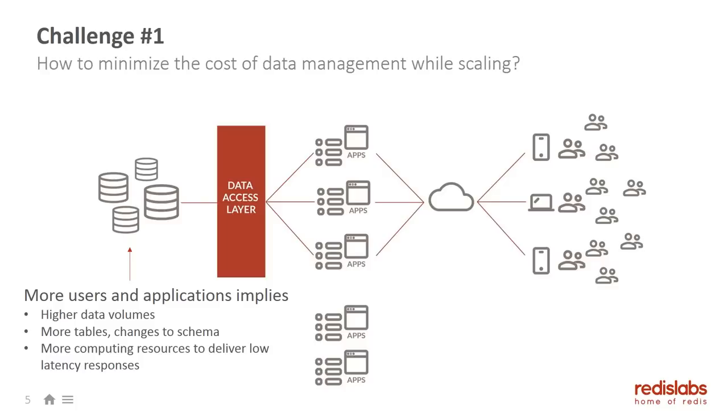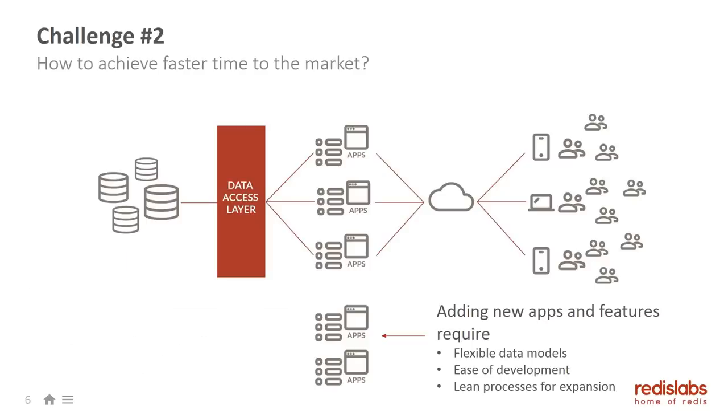The first one is, how do you minimize the cost of data management? You are growing fast, adding more users and more apps. So what happens to the data? First of all, it grows in volume, and then you have more tables. There are constant changes happening, so you have more changes to your table structure, schema. What was there earlier is not there today, and you have to deliver more queries. You end up adding more resources to manage your data. This may become cost prohibitive over a period of time.